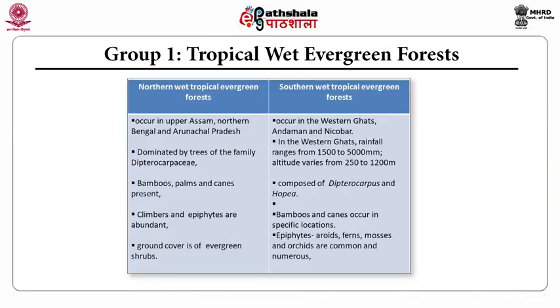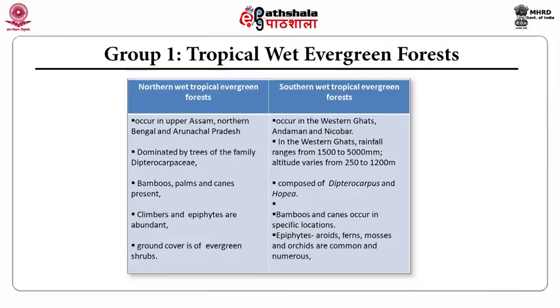So, continuing with the group 1 tropical wet evergreen forest discussion, we have the northern wet tropical evergreen forests and the southern wet tropical evergreen forest. The northern wet tropical evergreen forests occur in the upper Assam, northern Bengal, Arunachal Pradesh, whereas the southern wet tropical rainforests occur in Western Ghats, Andaman and Nicobar.